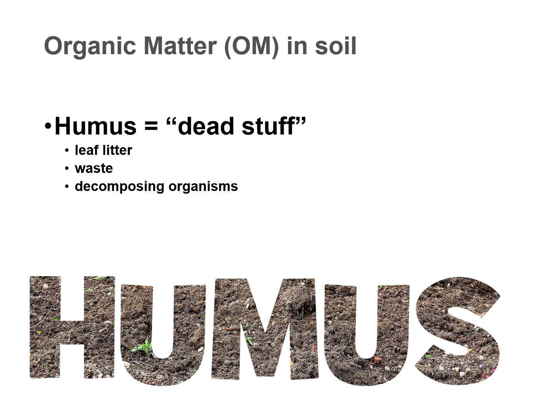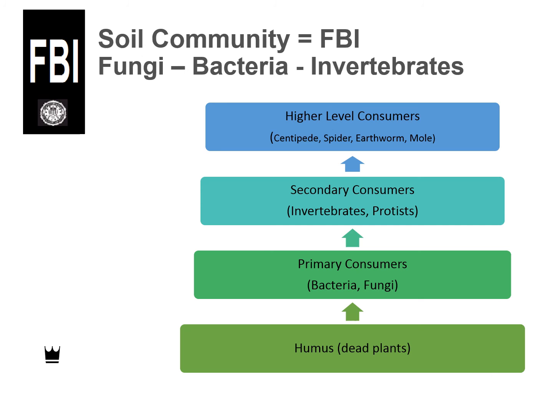Let's take a closer look at the organic matter in soil. Humus, you'll remember, is the dead stuff. It consists of leaf litter, waste of organisms, decomposing organisms, and so on. It provides food for the living organisms in the soil. A healthy soil community with a great deal of organic matter will have trillions of organisms. Remember the FBI: fungi, bacteria, and invertebrates. Humus is the base of the food chain.